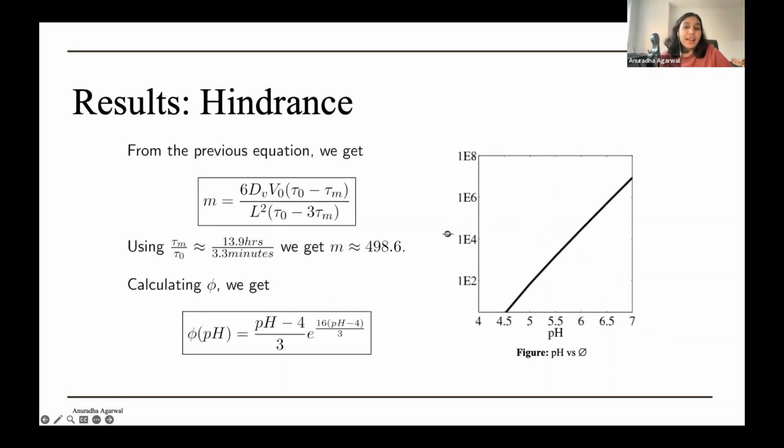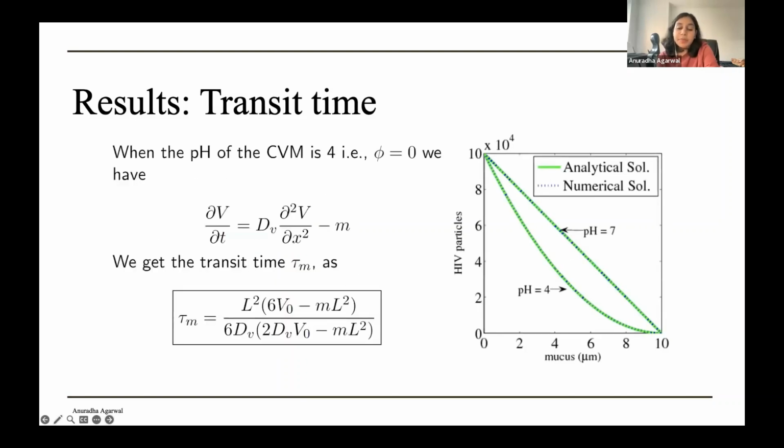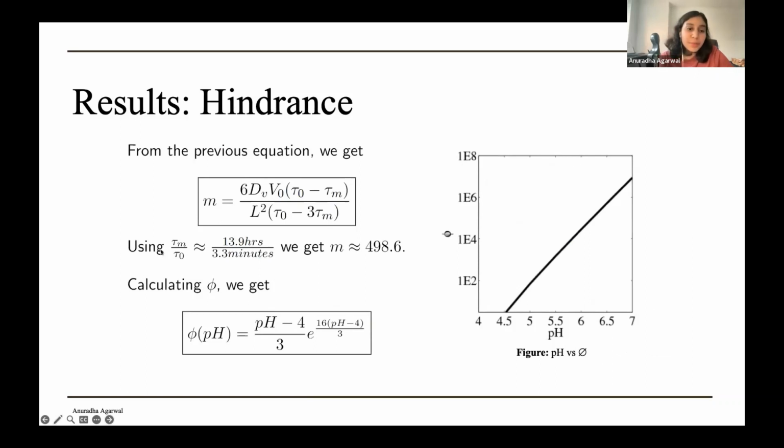Okay. Next here we have hindrance. So from the previous equations, this one, we can get the value of m, which once you have the 13.9 hours and 3.3 minutes, which we got the values earlier for the transit time for both the cases, we get the value of m as 498.6.